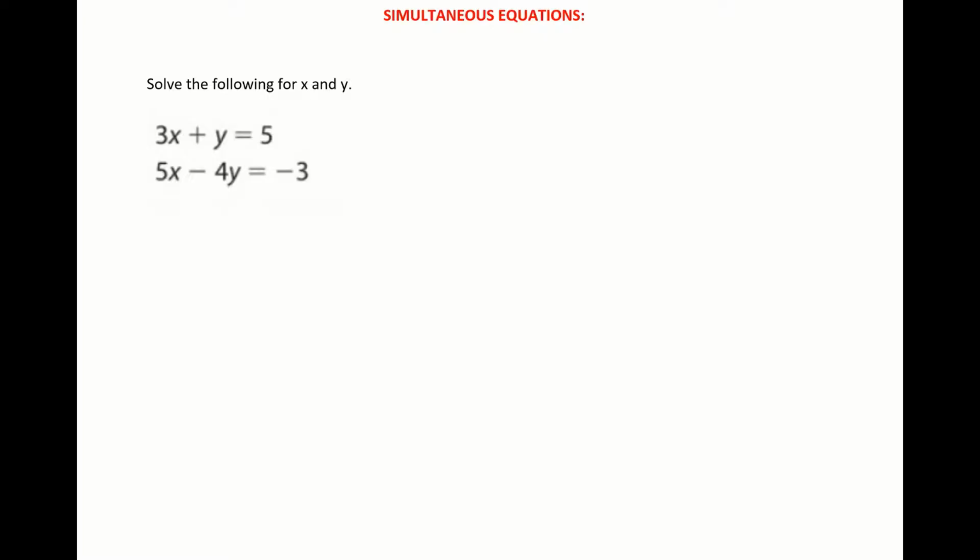So this is explaining how to do our simultaneous equations. We're asked to solve for x and y, so you have to find the value of x and find the value of y. What we do is we write out our two equations, one beneath the other, and we write it out a second time.